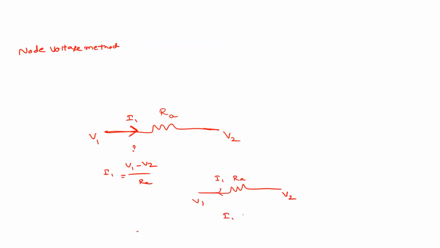Now tell me, what is I1? V1 minus V2 by RA, right? This is the fundamentals. When you are measuring the voltage, we will measure from higher potential to the lower potential. Usually this lower potential will be taken as the reference, and with respect to it, this much is the higher potential. So these are the basics, some prerequisites.